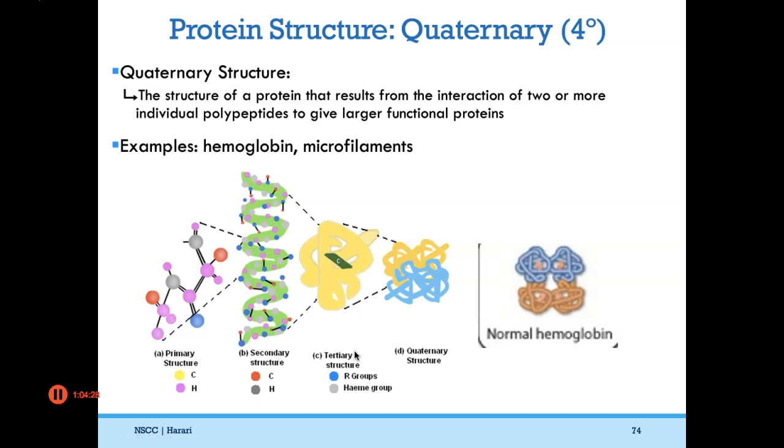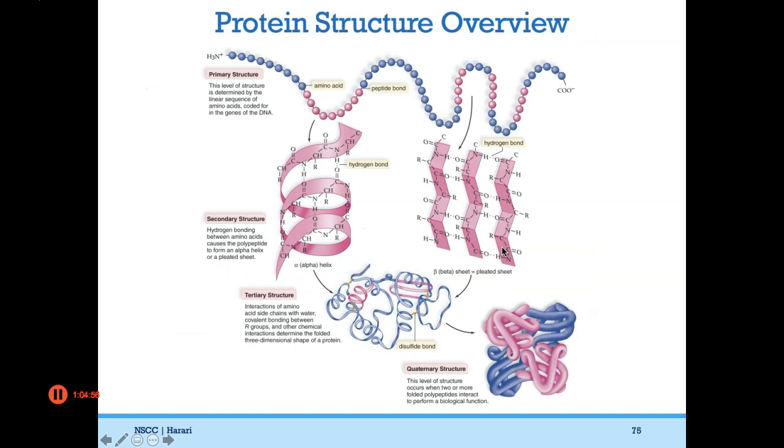In this example, hemoglobin just happens to be a tetramer, which means it has four subunits, but that doesn't refer to quaternary. Quaternary just means more than one subunit. So microfilaments are proteins that have hundreds and hundreds of subunits, and that's also the quaternary structure. So hemoglobin happens to have four subunits, and that represents its quaternary structure.